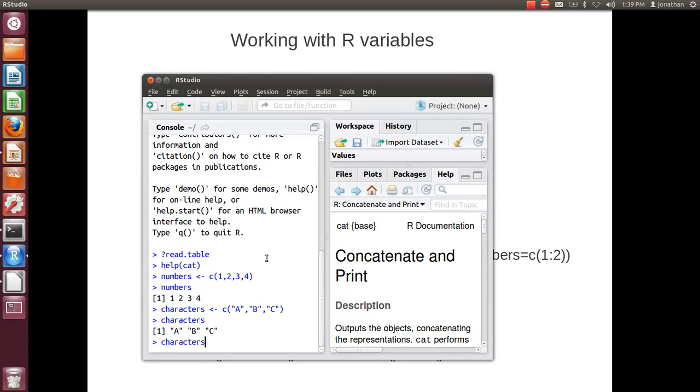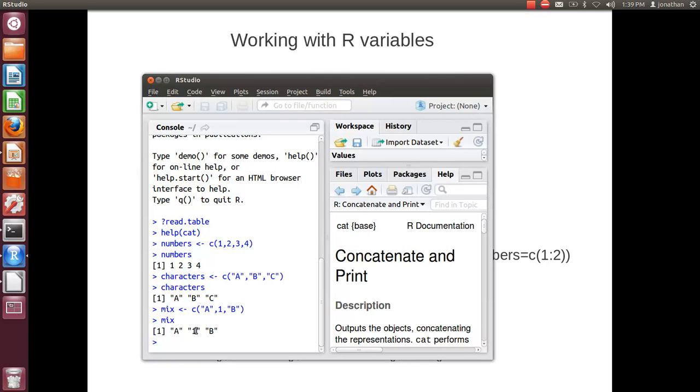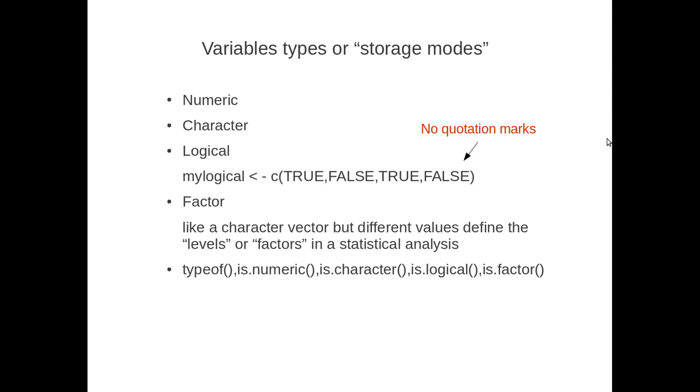Now let's try a mixture. Let's make a new variable called mix, and let's combine a number and letters, and now let's see what we get. Notice how it puts quotes around the 1. The 1 here keeps the A and B the same. That's because what it did is it coerced this mixture of numbers and characters into what's called a character vector. So the numbers simply become characters in this case. The variables have to be one or the other, either numeric or character, and if you use a mixture of numbers and characters, it becomes a character vector.